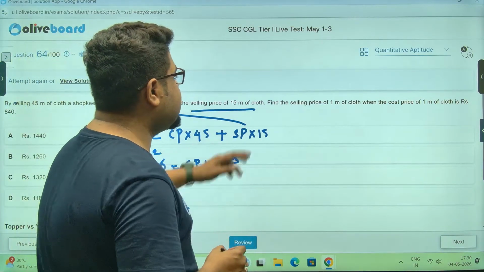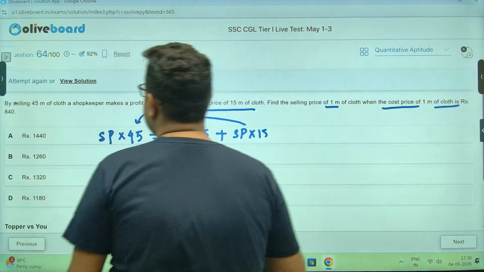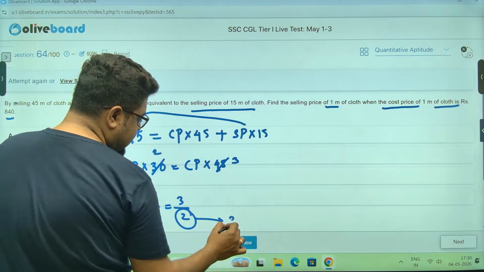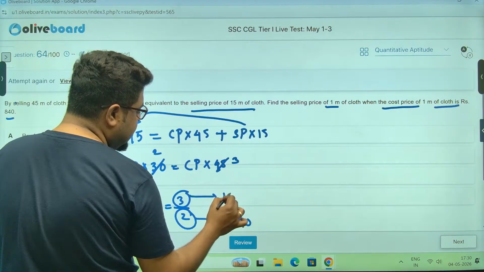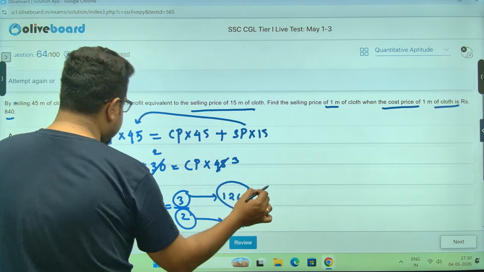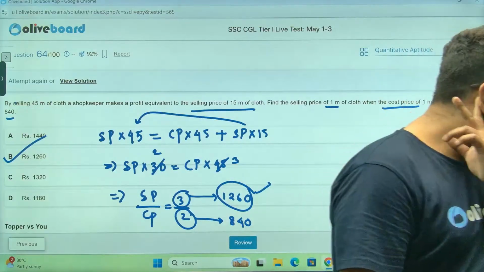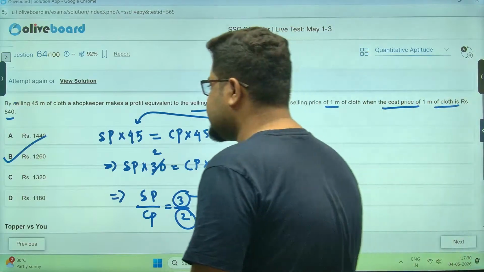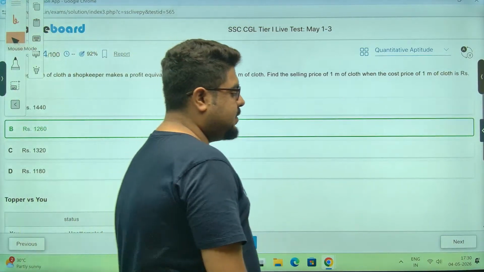They're asking find the selling price of 1 meter of cloth where the cost price of 1 meter is 840. So 2 parts is 840. So 1 part will be 420, 3 parts will be 1260. So SP will be 1260 rupees, option B, sir, without any hesitation. Perfect, everyone? Perfect, sir? A basic question, and a very good one.